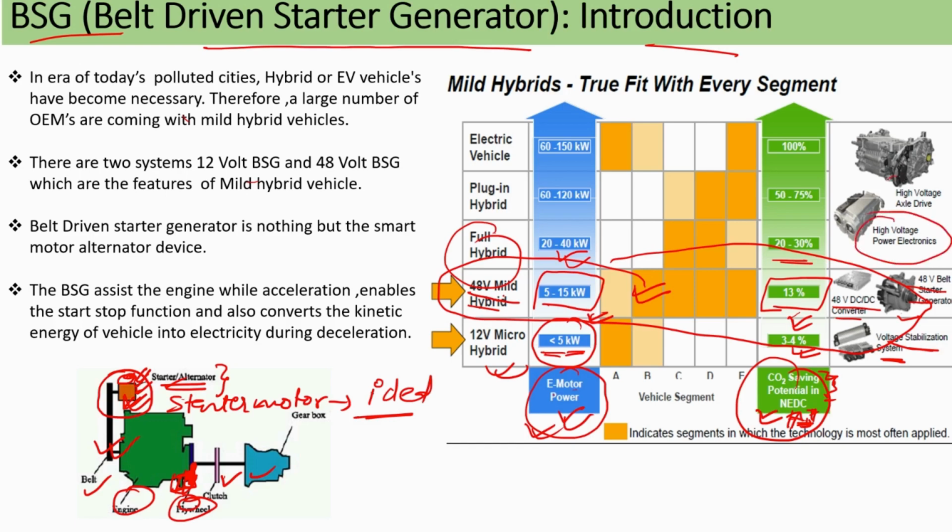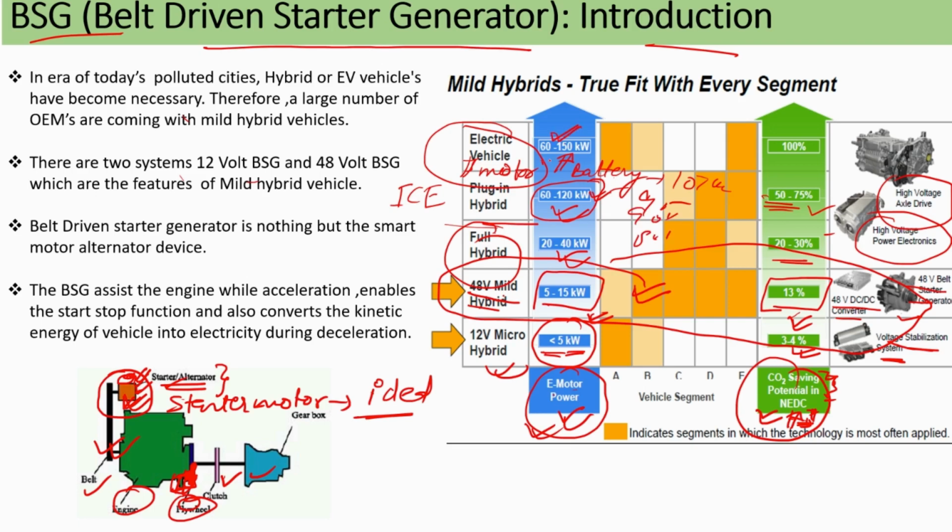It comes with high voltage power electronics and a high voltage drive axle. Then the plug-in hybrid, which gives 60 to 120 kilowatt of e-motor power and 50 to 75% saving, also comes under high voltage. Then you know the electric vehicle, where you don't have the ICE engine and your whole vehicle is driven by motors. You might have seen battery packs in the range of 100 kilowatt, or 90 kilowatt, or 80 kilowatt.